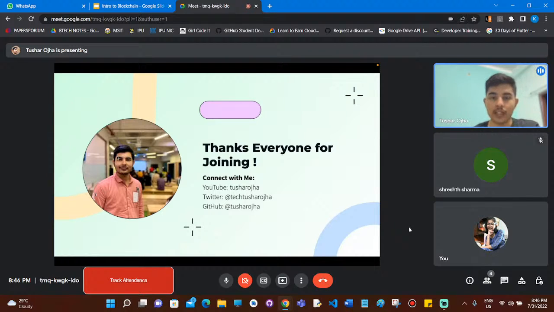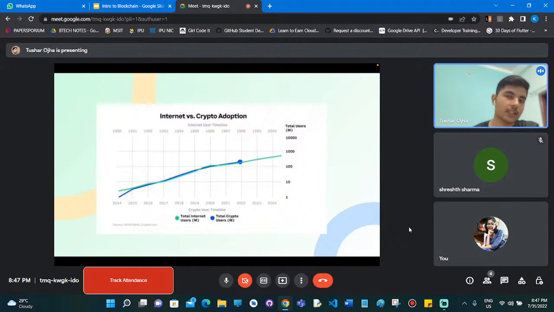So I can show you some data which might help you, because I knew this question would be coming. This is a graph which you can see right now. This is the graph of adoption between internet and crypto. So today, blockchain in 2022 is what the internet was in 1998.